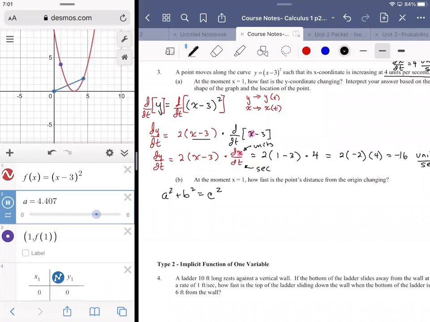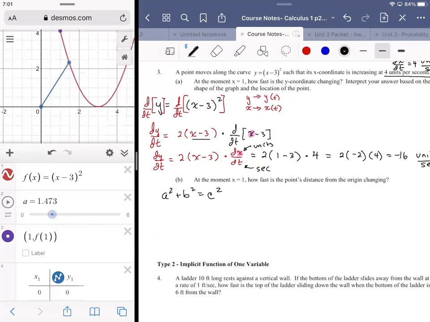Let me get a better moment in time. Just freeze it right there. The C value would be the length of the line segment that we're interested in. Right? So that would be pretty good. So I could say C squared is equal to A squared plus B squared.